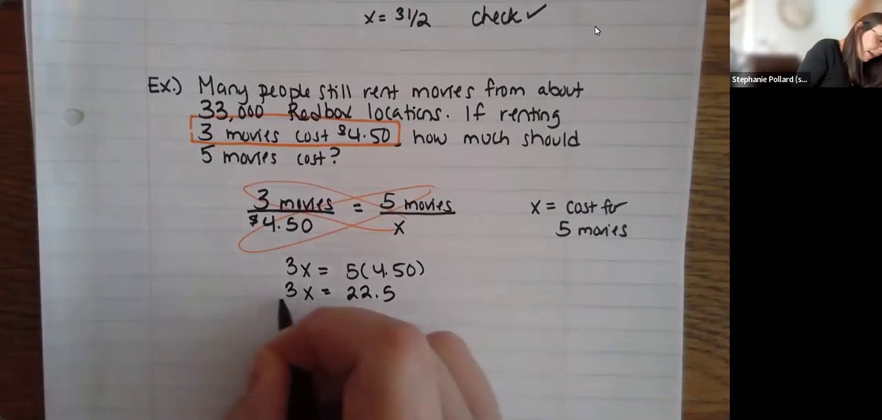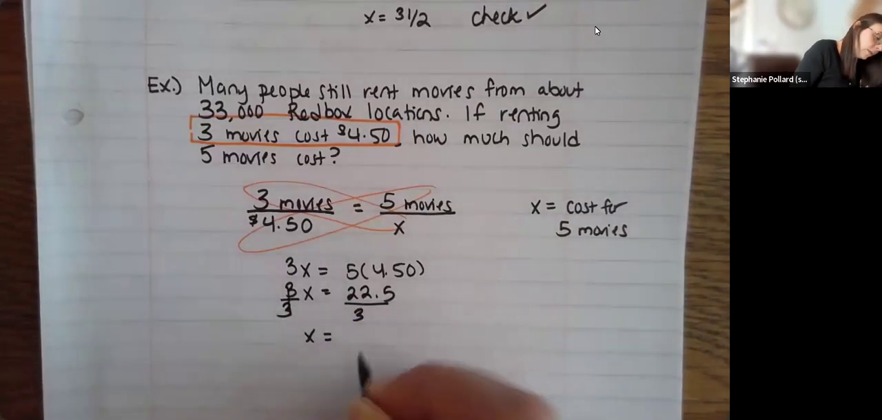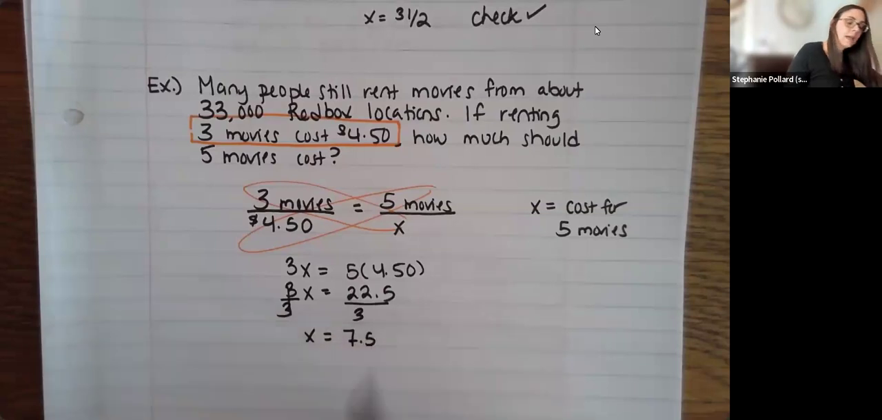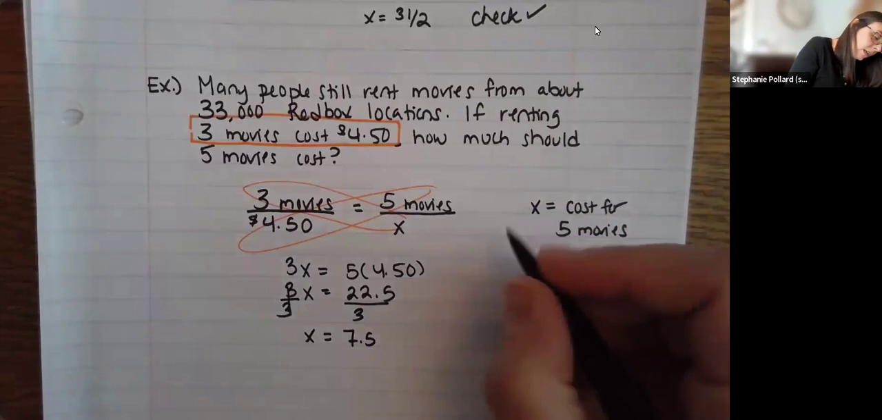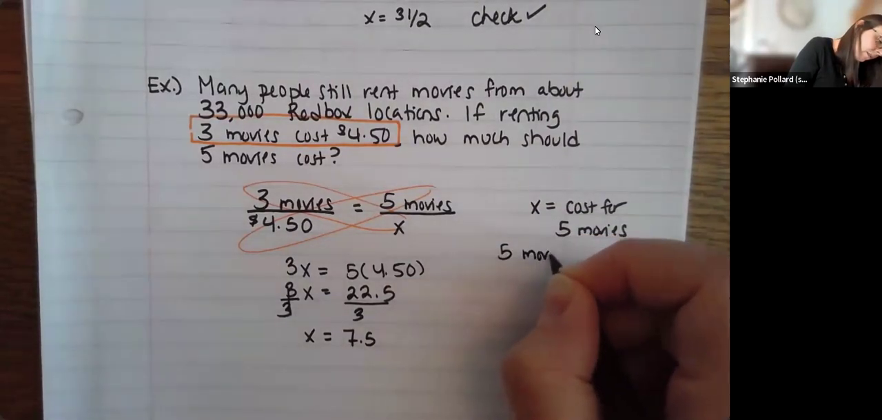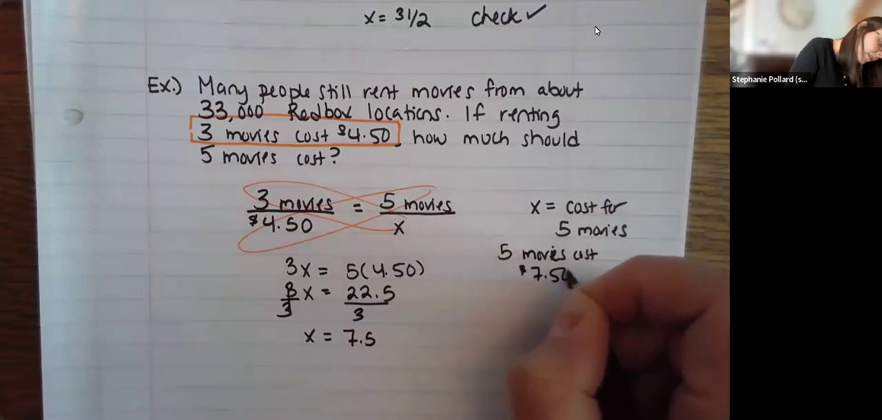I'm going to divide both sides by 3. And I see that x is equal to 7.5. Now, remember that this was supposed to be dollars, right? X was our cost for 5 movies. So 5 movies cost $7.50.